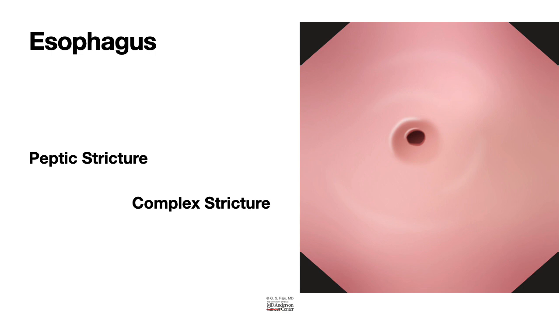When you have a complex stricture, you have to make sure that your dilator goes through the stricture and does not curl up above the stricture and cause damage. In order to do that, you have to use either a bougie or a balloon dilator with the help of a wire that goes through the stricture and directs the dilation of the stricture.